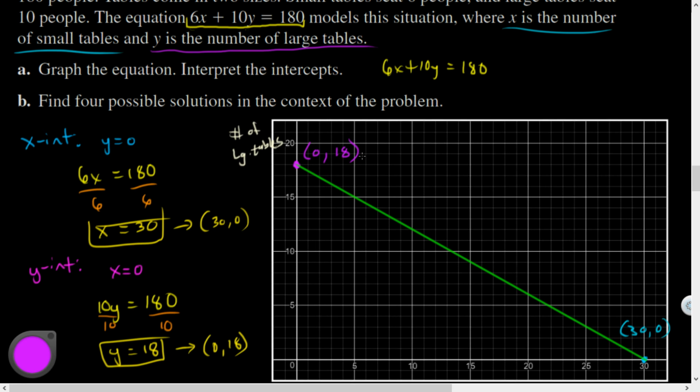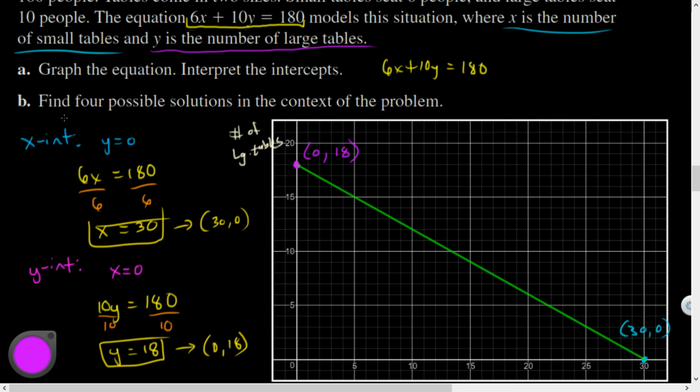All right. And what does this point represent in terms of the problem? That would be if I only rented large tables. That would be if I rented 18 large tables, 0 small tables, and I still could seat 180 people.